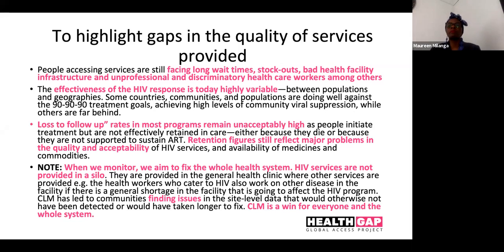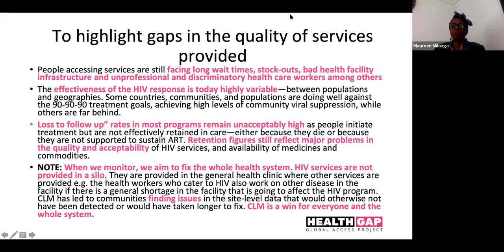Community-led monitoring allows us to work with governments to highlight those types of issues. If you go to your facility and find that there's a stockout, through community-led monitoring you are able to go back to your Ministry of Health and say, I went to facility X in X district and found that there are no medicines. That's the reason why people are not coming. If you find long wait times, you can go back and say, the reason people are no longer coming to your facility is because they waited for 8 hours to be seen by a doctor.